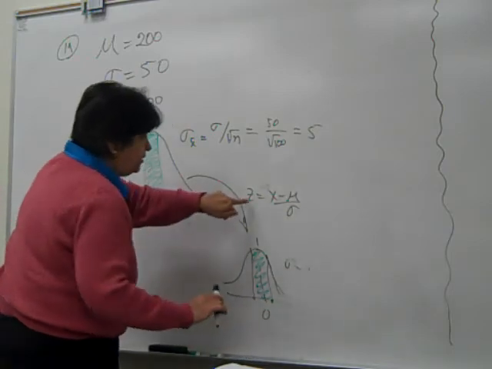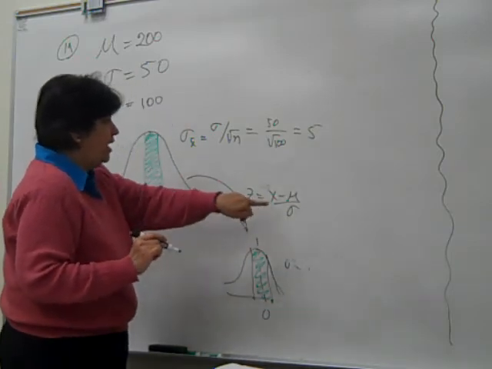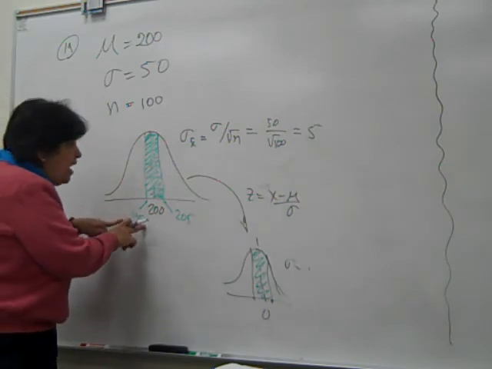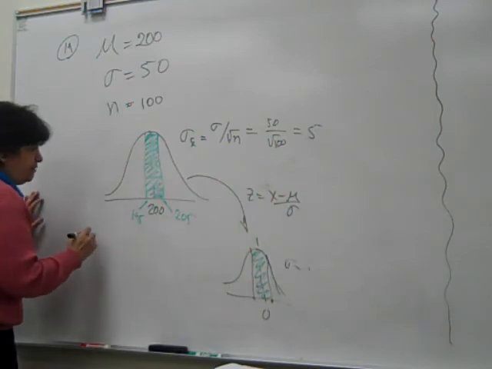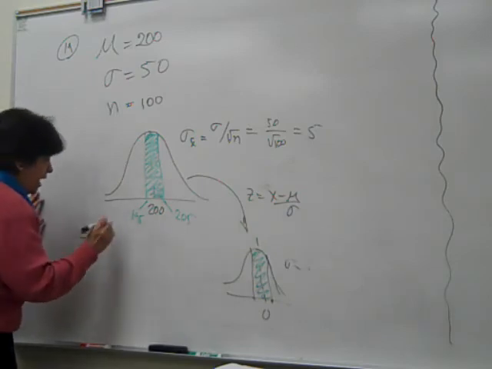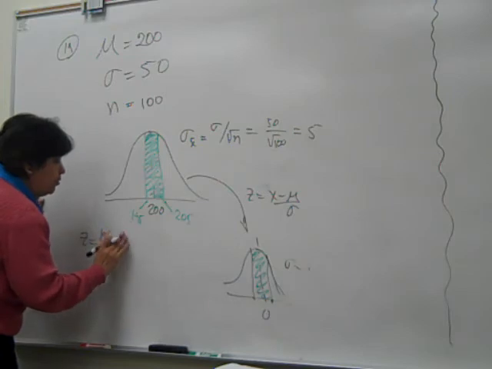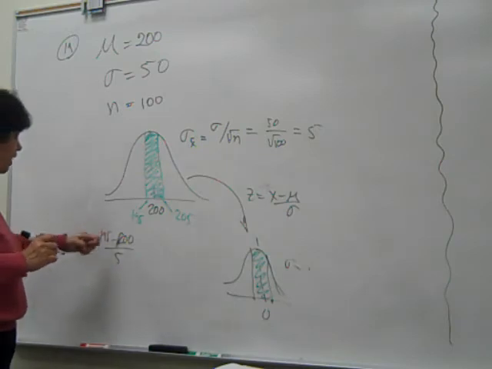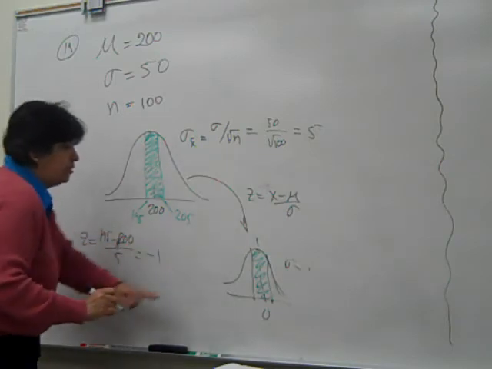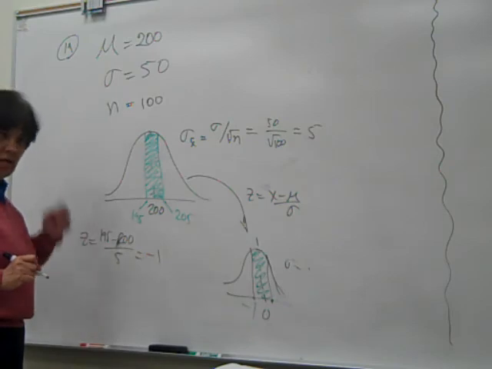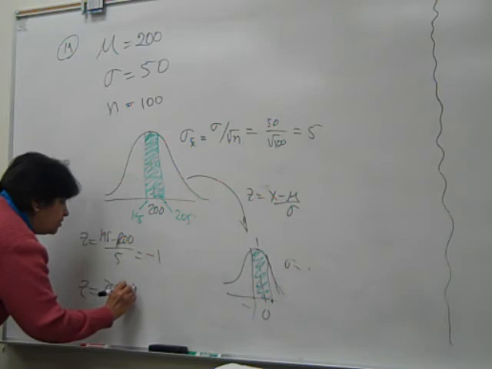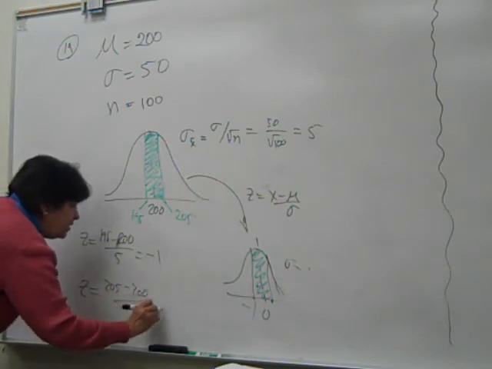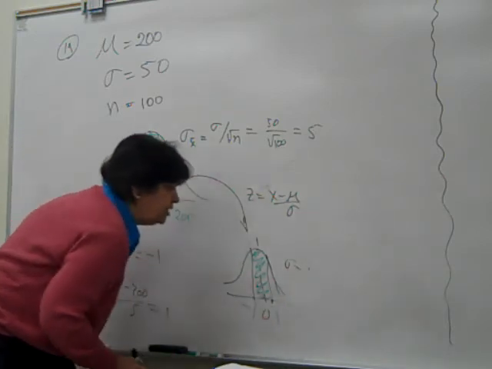The only way to do that is to find out what is Z for this 195 in this distribution. Z is equal to X, that is 195, minus mu, that is 200, divided by sigma, that is 5. And this is negative 1. And 205? It's 205 minus 200 divided by 5, and this is positive 1.